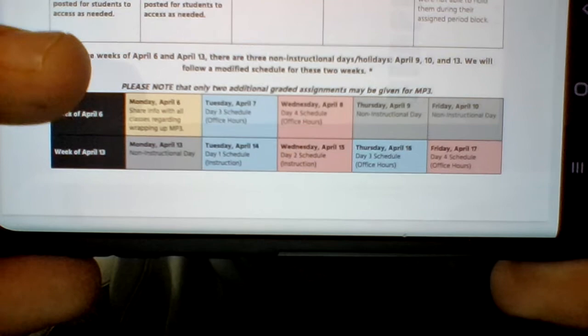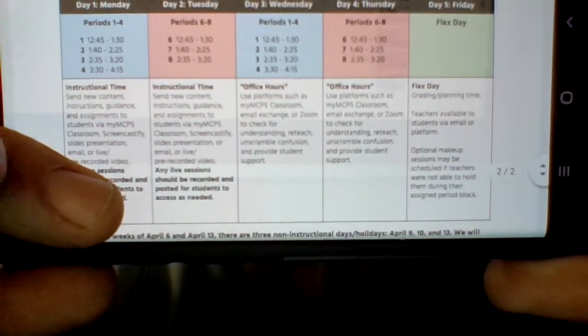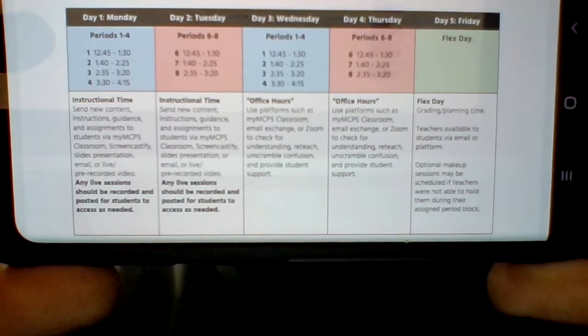Okay. So you can see those dates. And again, Miss Bolden sent this out to the community. So if you don't have it, your parents should have it. So that's a little update for you.